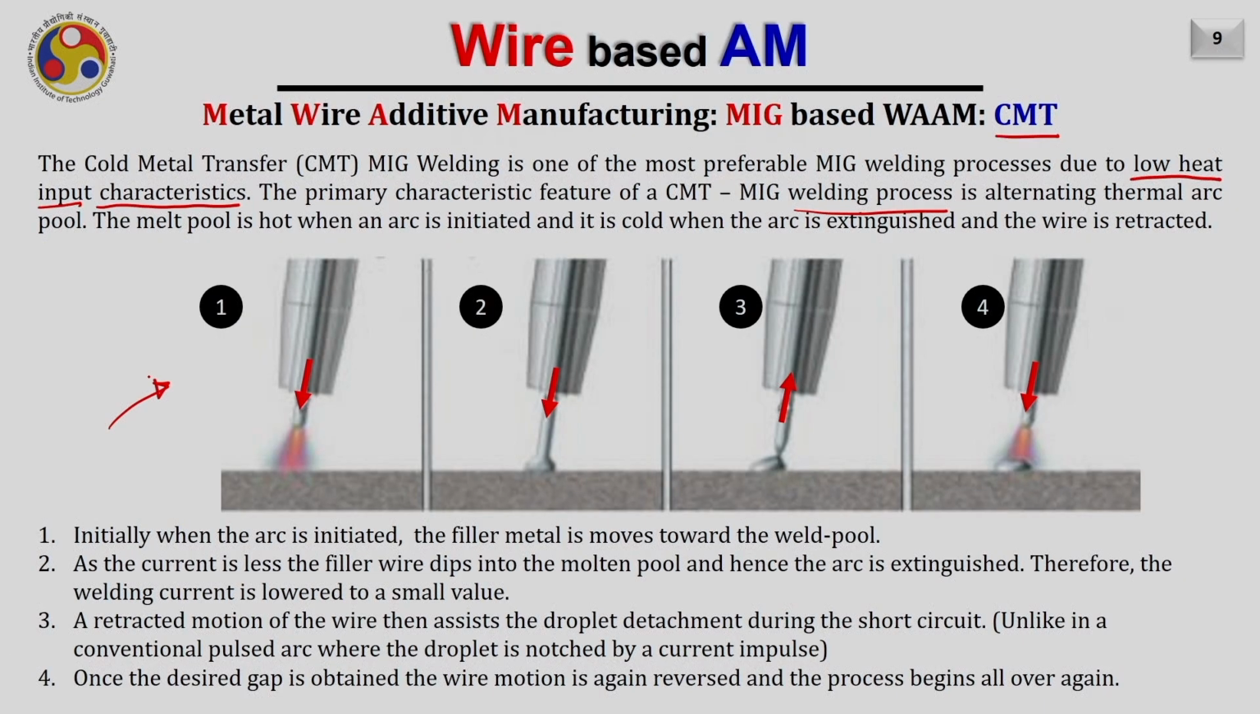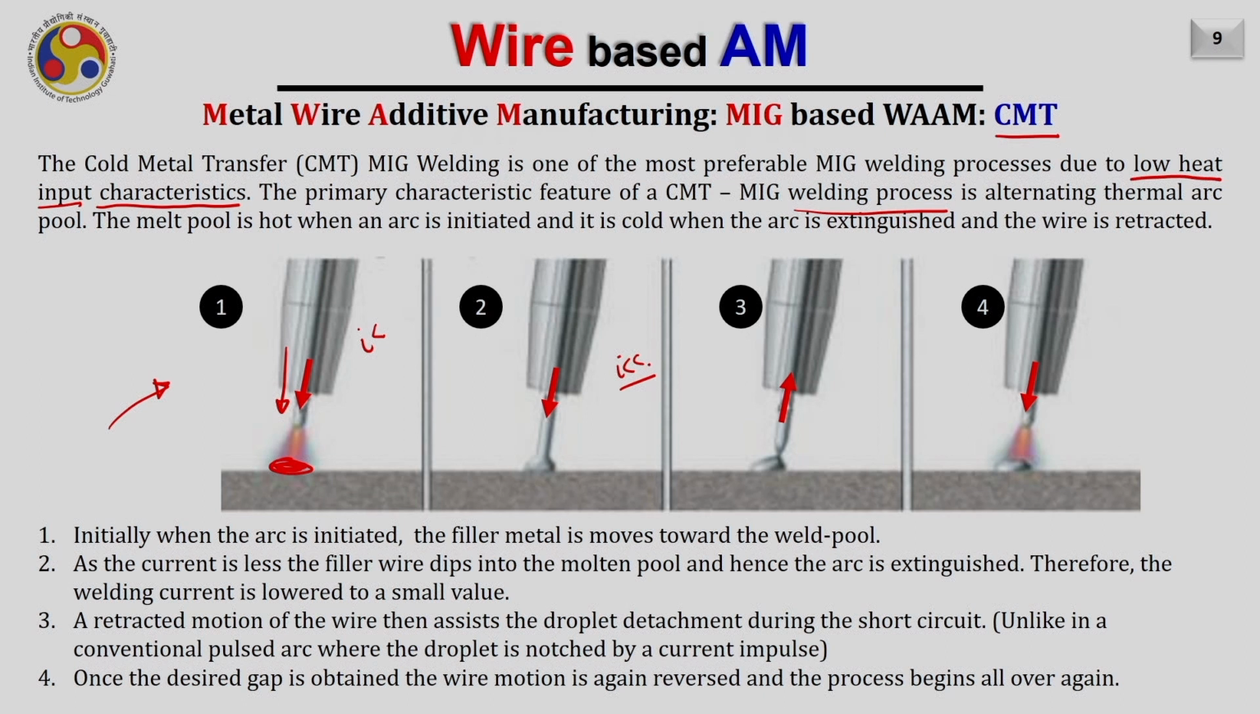The typical process is shown in this diagram. Initially, when the arc is initiated, the filler material moves forward towards the molten pool created on the substrate. As the current is quite low in this case, the filler material will dip into the molten pool because it is not getting enough current to melt, and as a result the arc will extinguish. Therefore, the welding current is at its smallest value in this case. The current is very low.